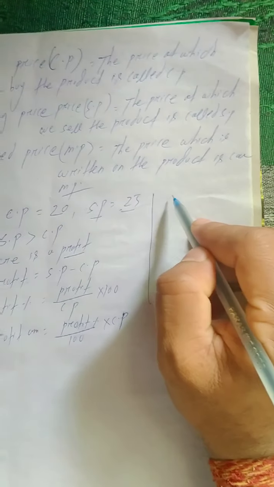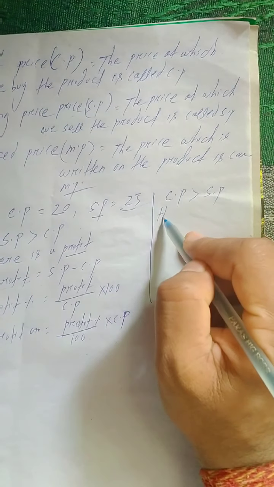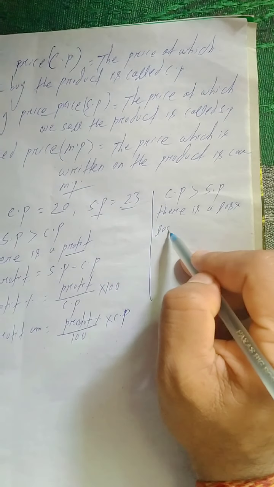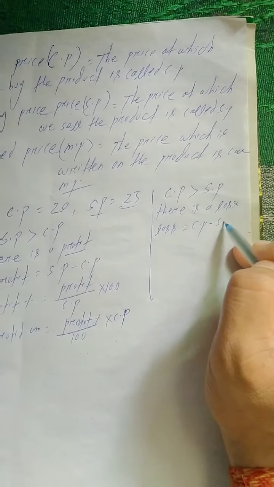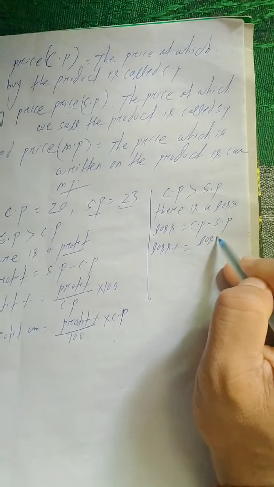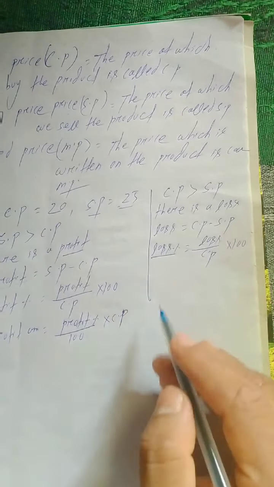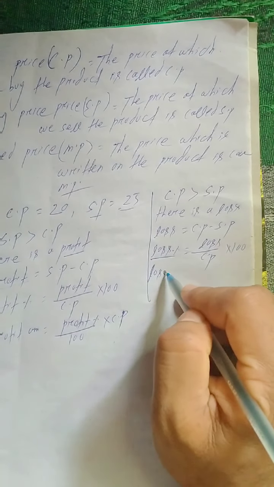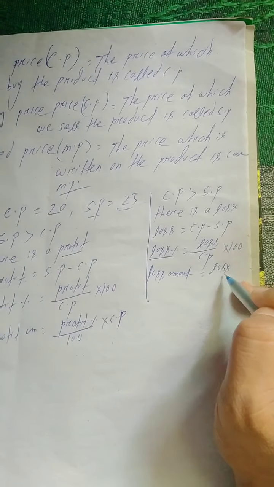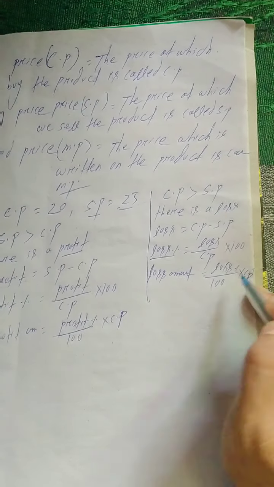Similarly, if CP is more than SP, there is a loss. So loss equals CP minus SP. When we express it as a percentage, loss by CP into 100. If the loss percent is given in the question, when you find the loss amount, it will depend on the cost price: loss percentage by 100 into CP. Is that clear?